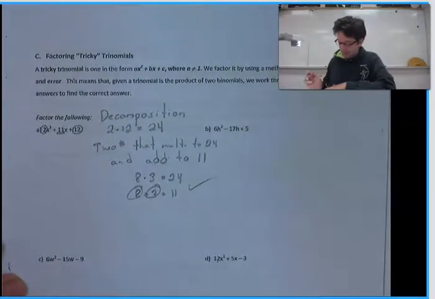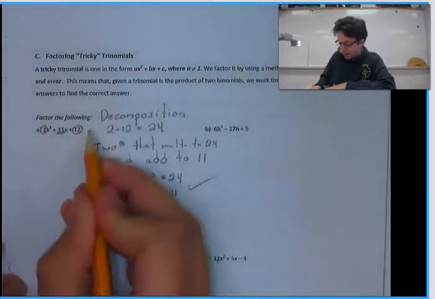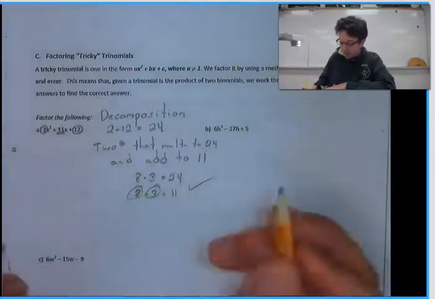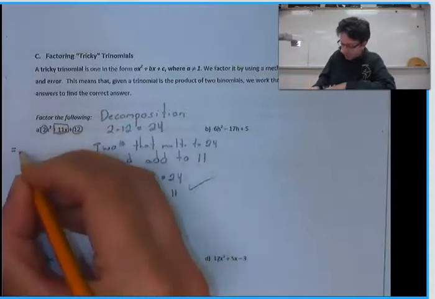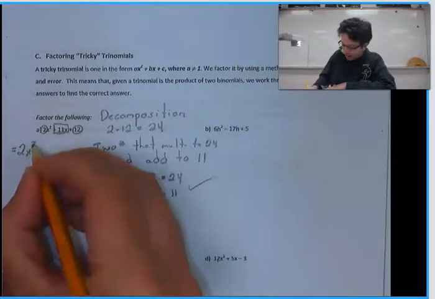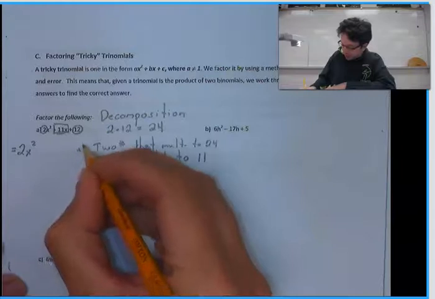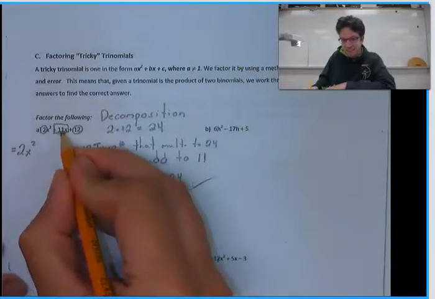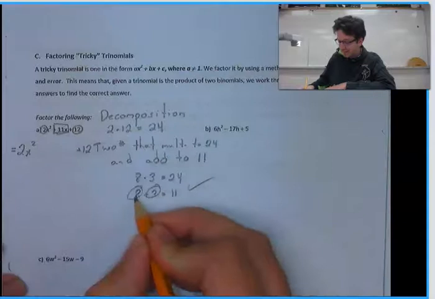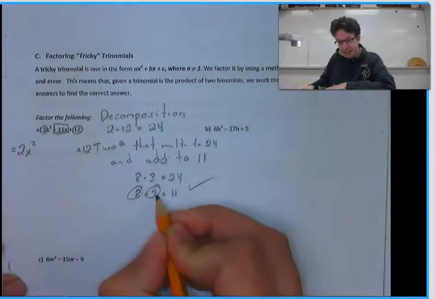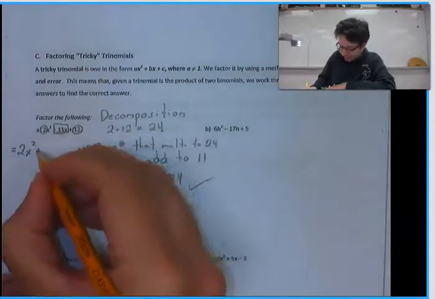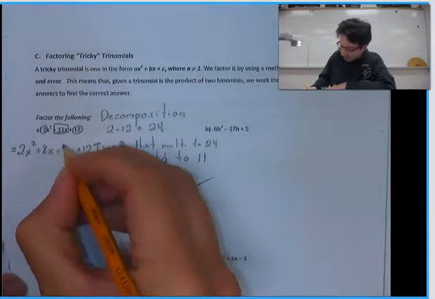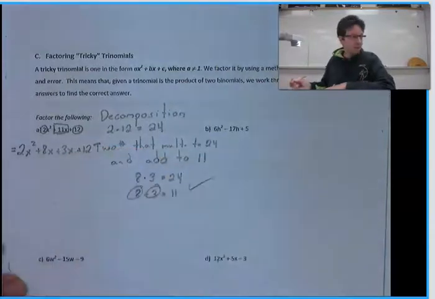Now that we have these two numbers, we're going to go back to this equation. And what we're going to do is sort of expand that middle term. Now 2x squared we're going to leave, and our last term 12 we're going to leave. But instead of writing 11x, we're going to write it as 8x plus 3x, because 8 plus 3 equals 11. So we're sort of just expanding this. So plus 8x and plus 3x. Now that's the tricky part.